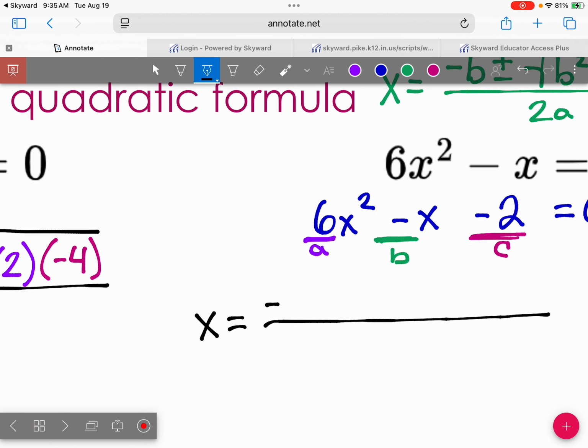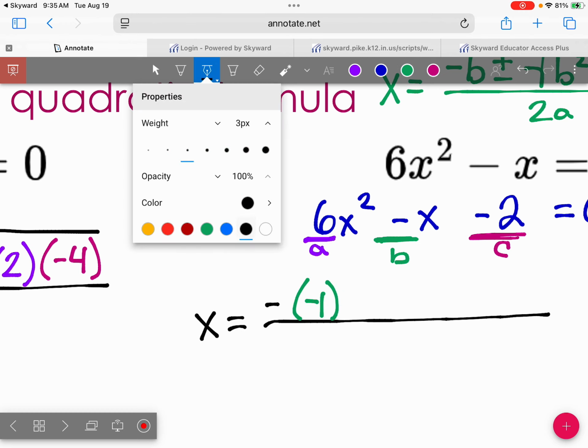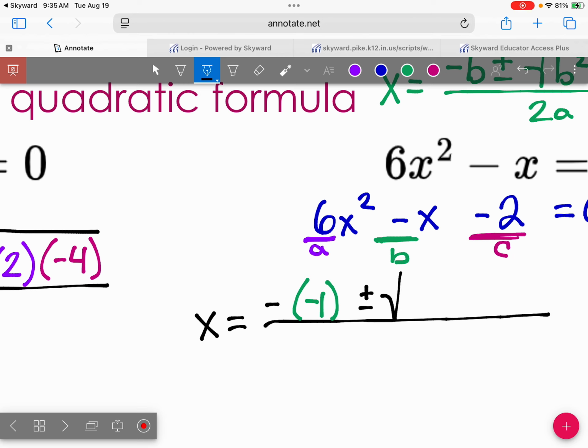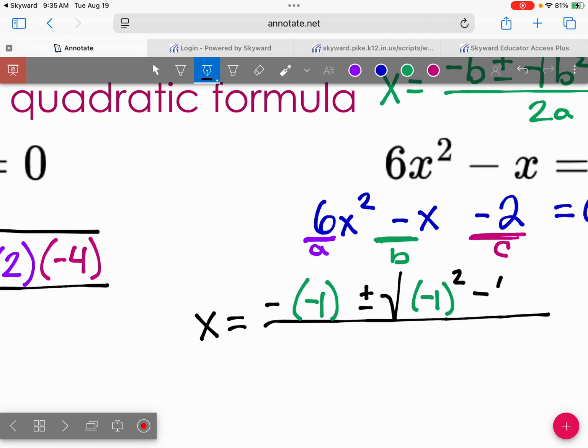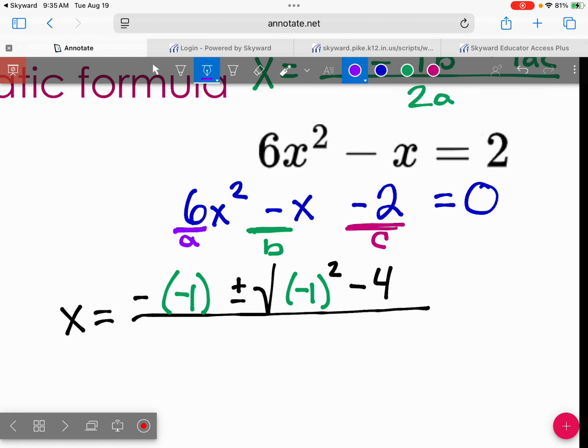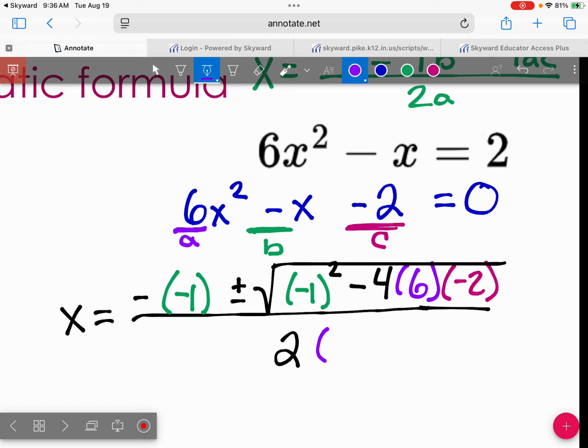So we've got negative 1 plus or minus the square root of our negative 1 squared minus 4 times 6 times negative 2. Oop, nope, I forgot my exponent, but that's okay. All over 2 times our a, which is 6.